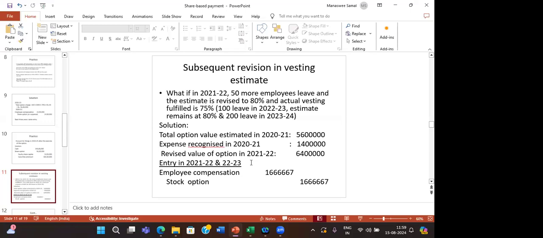Why are we sticking to the grant date accounting always in GAAP? Okay, let us appreciate the limitation of GAAP.